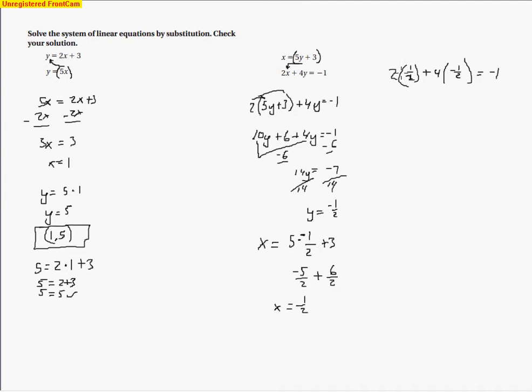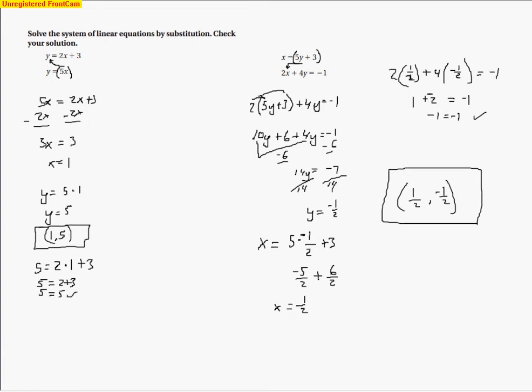So I go ahead and substitute or multiply. I get 2 times 1/2 makes 1. And the opposite of 1/2 times 4 makes negative 2, because I got one negative there. And when I go ahead and combine these two terms, it should make negative 1. That's what I get. So I got a true statement, so I know I'm right. And so I'll go ahead and write the answer as 1/2, comma, negative 1/2. So that's solving using substitution.